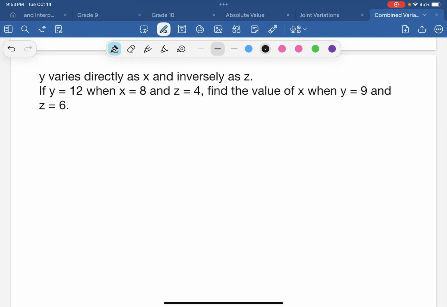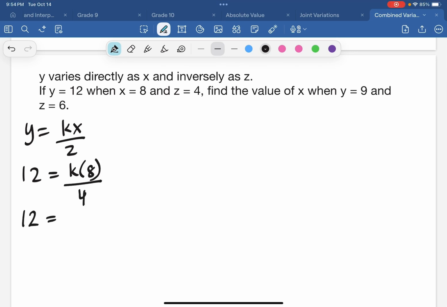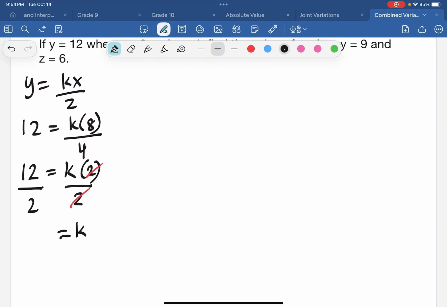Now, y varies directly as x and inversely as z. So y equals kx over z. Now, if y is 12 when x is 8, over z, which is 4. So based on this one, you could just divide 8 and 4 right away. So k and 8 divided by 4 is 2. So divide both sides by 2, and we get to cancel, and we are left with k is 6. This is our constant.